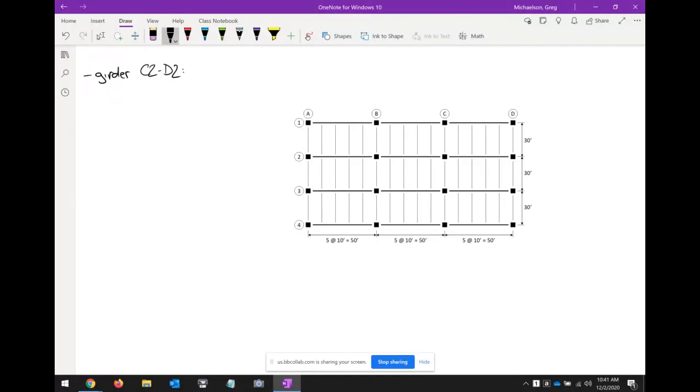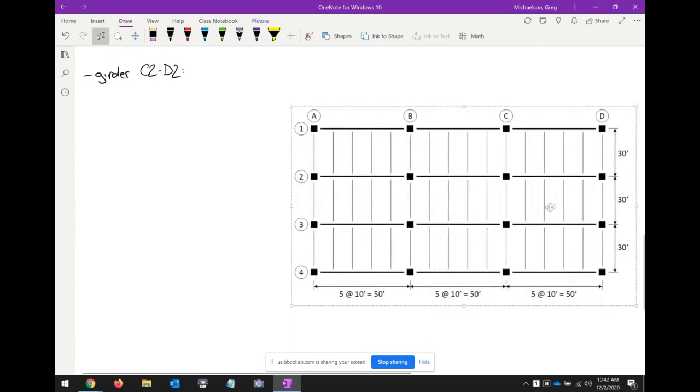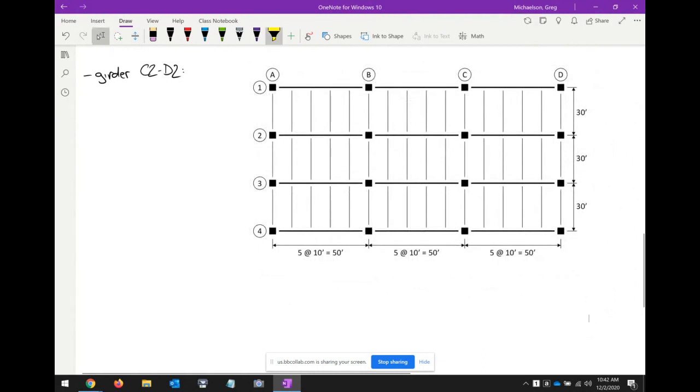Just make sure everybody's paying attention. No, not 10 foot. That's 50 foot. Yeah, here, maybe it's small. That might be on me. Yeah, so we're talking about this element right here. And so that's that 50 foot right there. All right, so its length is 50 foot.